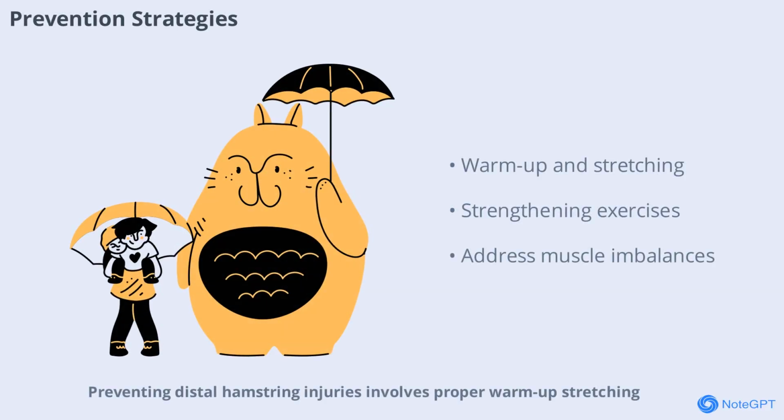Preventing distal hamstring injuries involves proper warm-up, stretching, and strengthening of the hamstring and surrounding muscles. Athletes should focus on flexibility, especially in sports with rapid acceleration or kicking. Addressing muscle imbalances and ensuring adequate recovery between training sessions can also reduce risk. Coaches and trainers play a key role in implementing preventive programs.